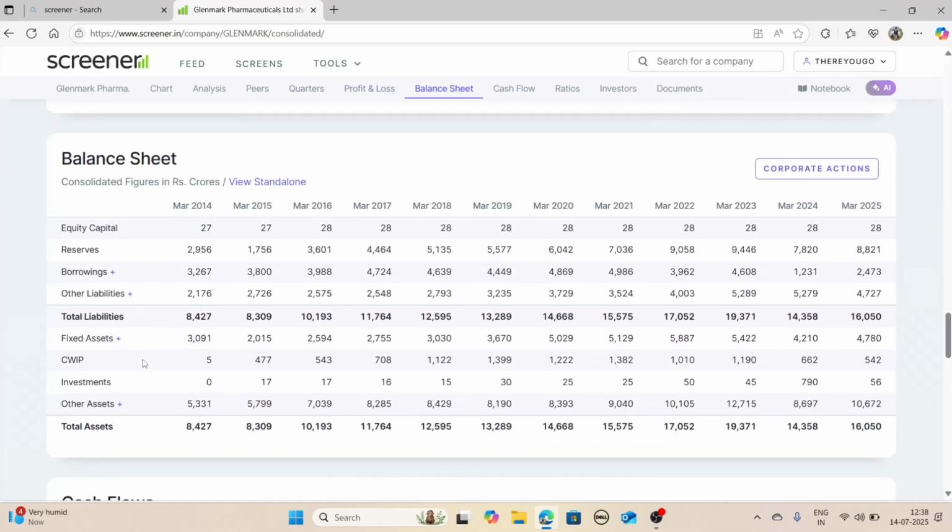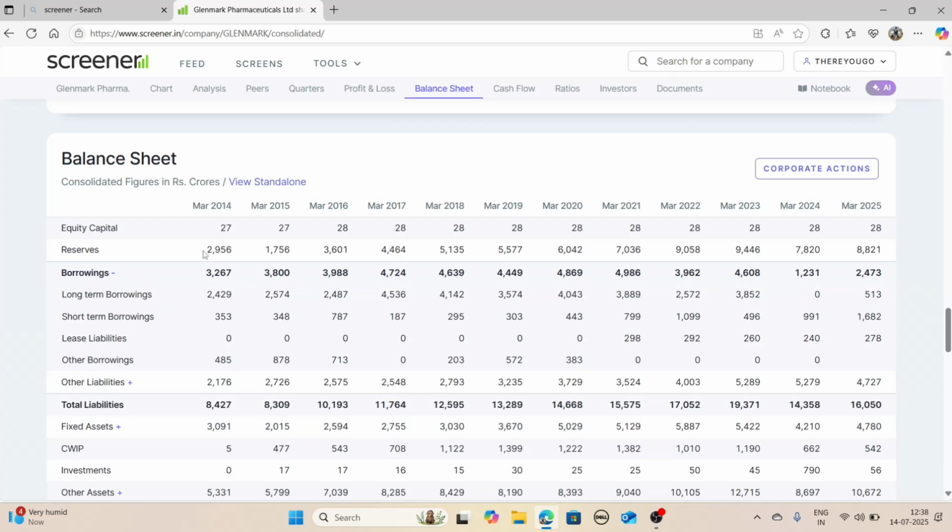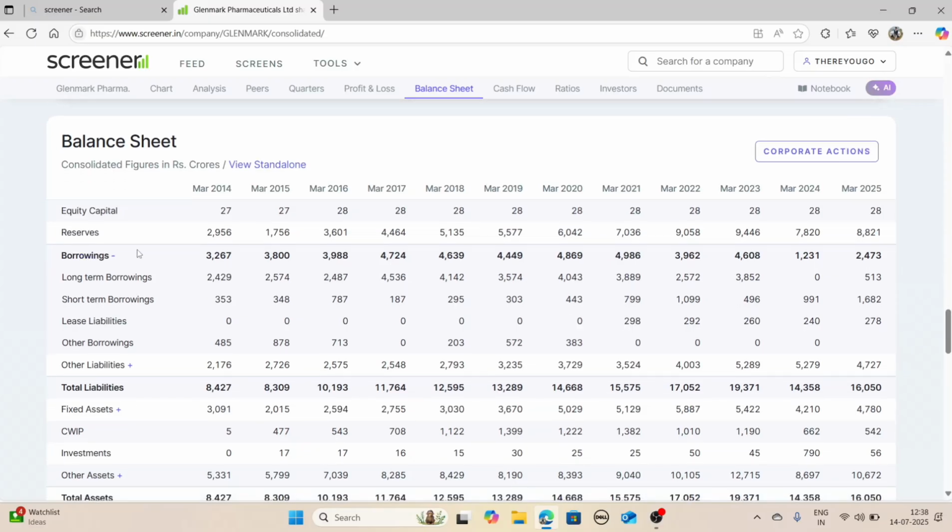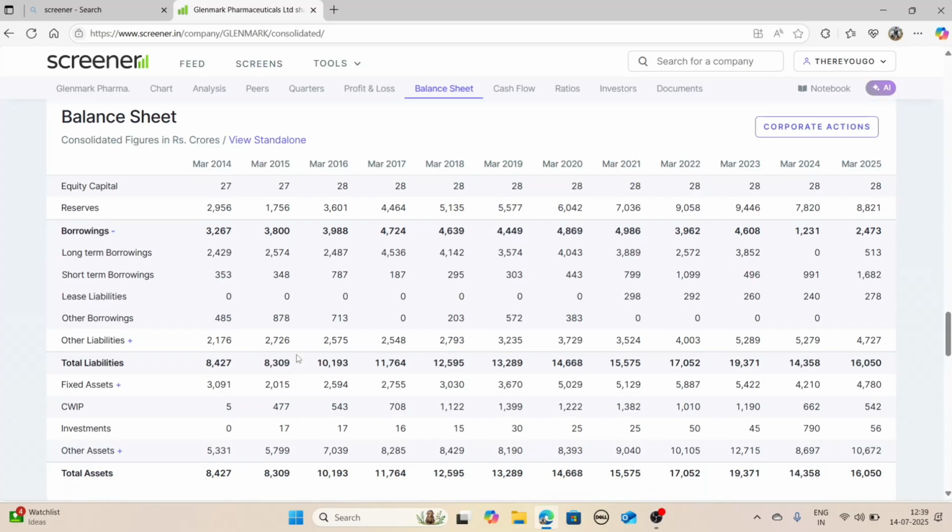Let's go with the balance sheet. Equity capital looks like it has risen in 2016. They have issued more shares to raise money. Reserve, let's see reserve. It is 3 times, across 3 times. They have improved their reserve slightly. Long-term borrowings, looks like they have reduced their long-term borrowings. That's a very good sign. Short-term borrowings, looks like they have increased their short-term borrowings, but reduced their long-term borrowings.